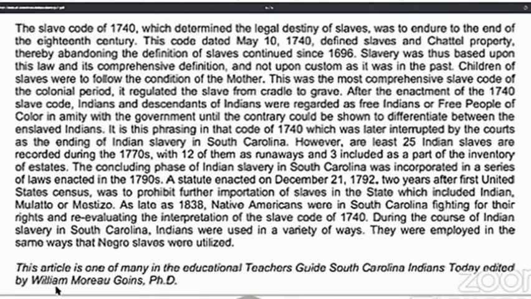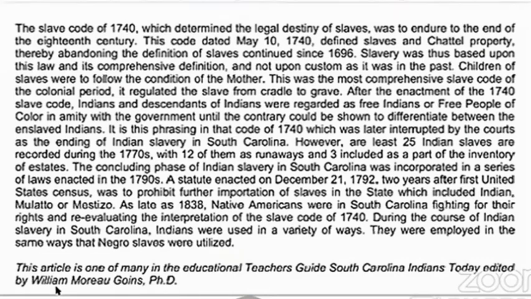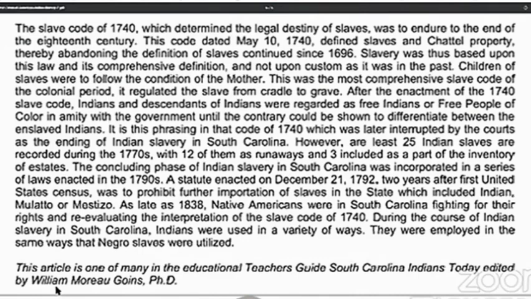After the enactment of the 1740 Slave Code, Indians and descendants of Indians were regarded as free Indians or free people of color, in amity with the government until the contrary could be shown, to differentiate between the enslaved Indians. So they were the free people of color. You are the free people of color, American Indians, descendants of Indians.